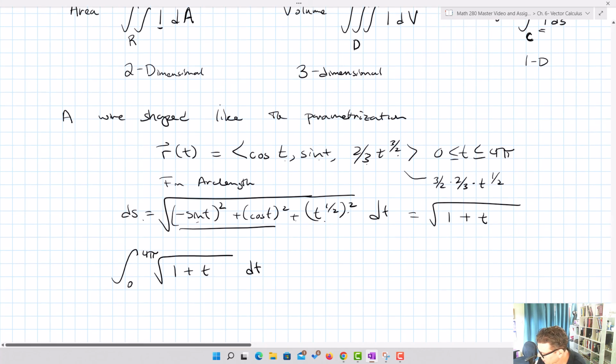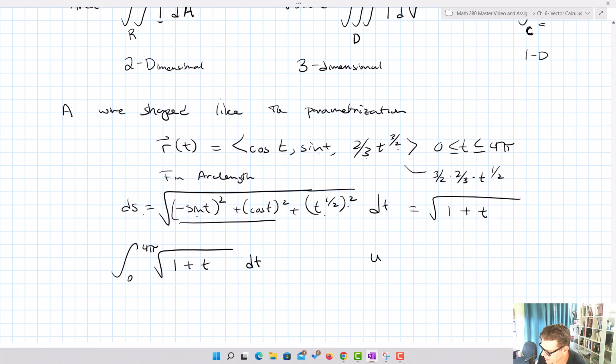And I will let you go through and integrate that. By the way, here's a hint, it's a u substitution. So you can go ahead and do that, okay? There it is. That's how we actually calculate arc length when we're using the line integral.